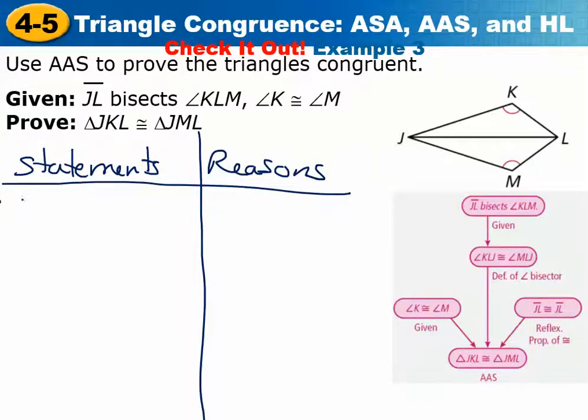Let's write our first given down. Segment JL bisects angle KLM. Given. I'm not going to put my other given yet. I'm going to say, what does that mean?